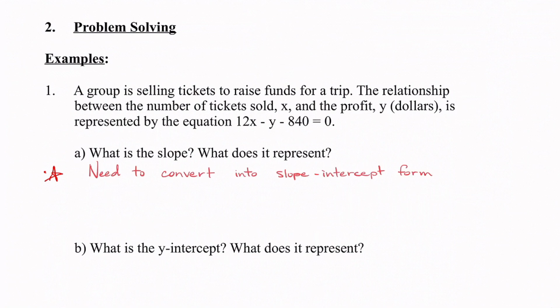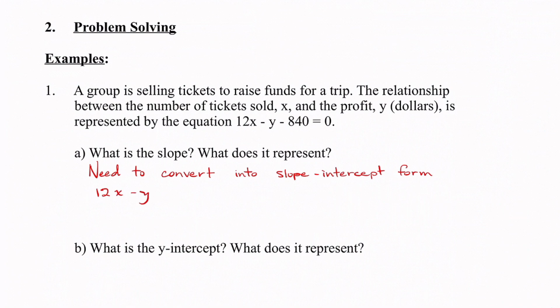So to get the slope, what we're going to need to do is convert it into slope-intercept form. And that's actually what we did on the first page. So I'm going to start with this, and I am going to get it into y equals mx plus b. So let's write that out.